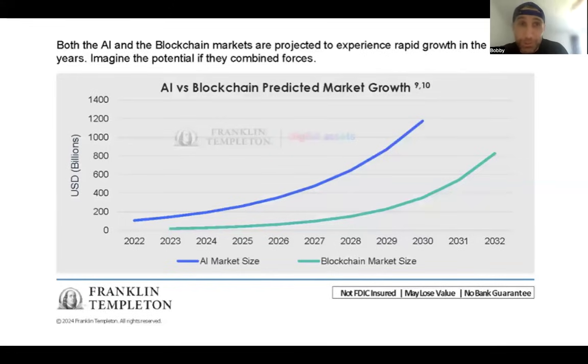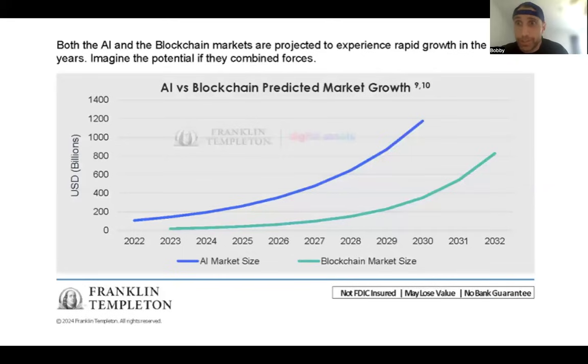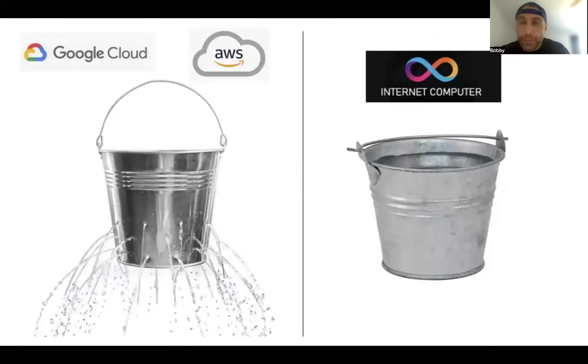This was from Franklin Templeton, and I went over this not too long ago. But I think the winner in the web space will be the one who most effectively deploys AI on the web. Because if you have two options, forget about even current network effects and all these other things, ultimately, I think this was all worked out. I don't think things of this magnitude are left to chance. I don't know why they would be.